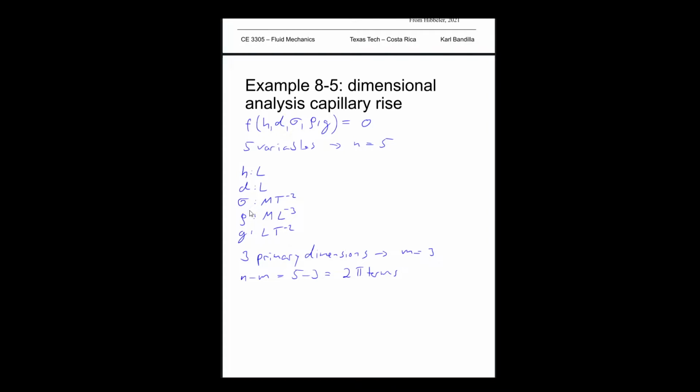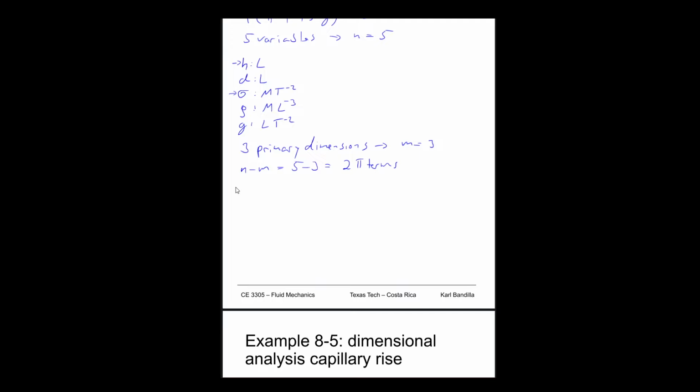So maybe we'll leave out h and maybe sigma. Right, if we leave out h and sigma, then we have a length, we have mass, and we have time. Yeah, so that should work. So let's start the first one with h. So with h, we'd have pi 1 is equal to d to the a, rho to the b, g to the c, and then h.